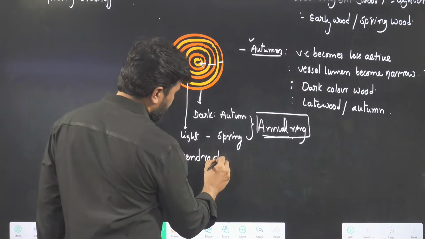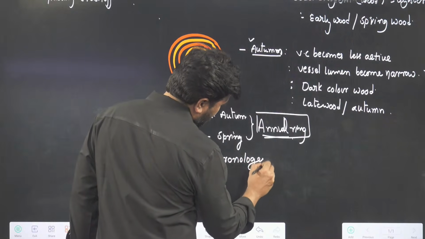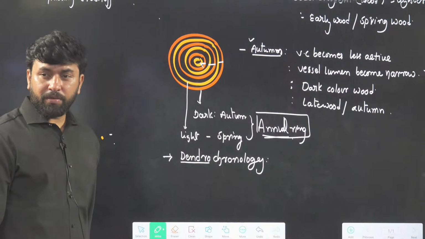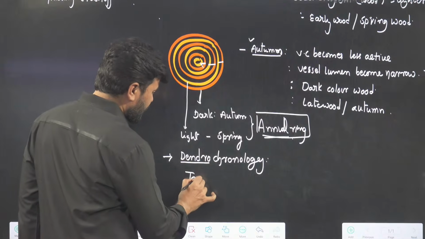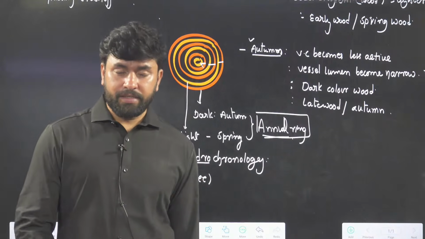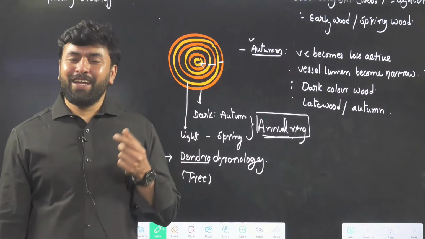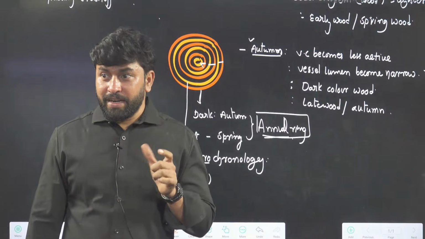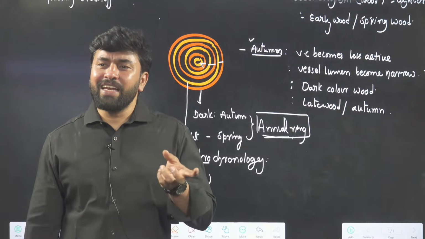dendrochronology. Dendrochronology. Dendro means, come on, do you have any idea what is the meaning of Latin word dendro? Dendro means tree. Do you remember? You have seen there is a word called dendrites. If you have brain, in the brain there are neurons. Neurons will have axon, dendrite. Dendrite appears like a tree. That's why they are called dendrites, tree like bodies.